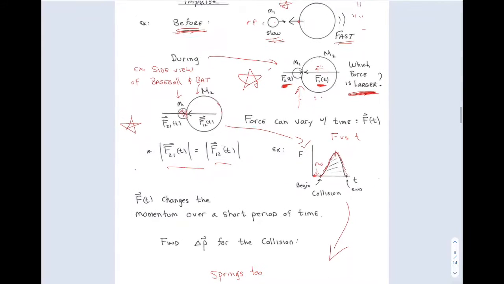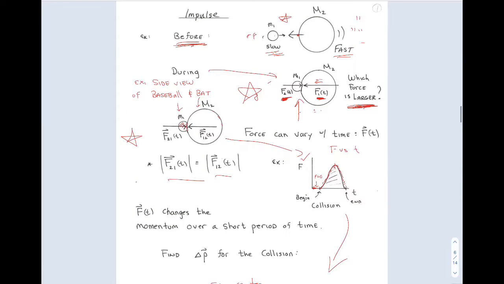So what we didn't look at last time in terms of the collision is this collision force. The collision force is a function of time. That collision force changes the momentum of the ball over a short period of time. When the ball hits the bat, it's the bat that exerts a force on the ball that changes the momentum of the ball over a really short period of time. And likewise, the ball exerts a force on the bat, which changes its momentum.